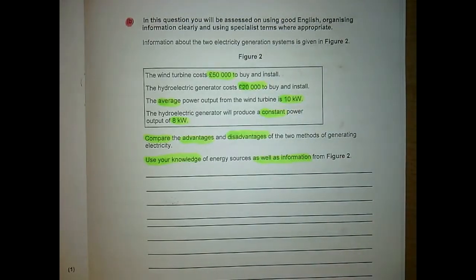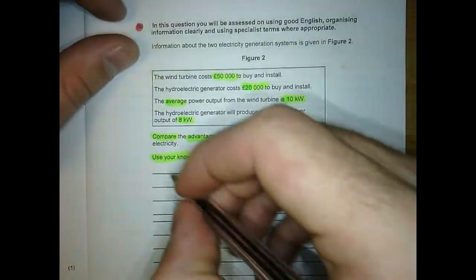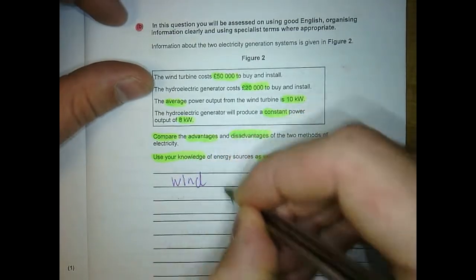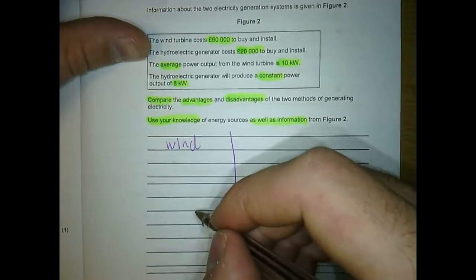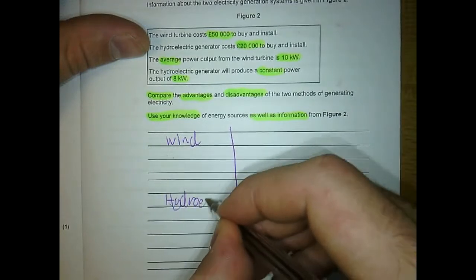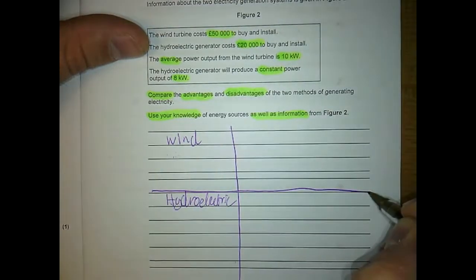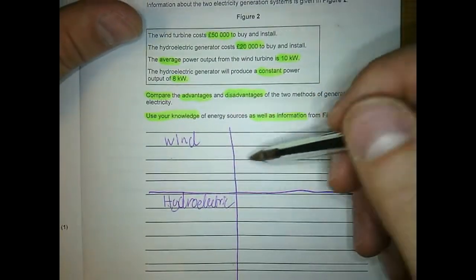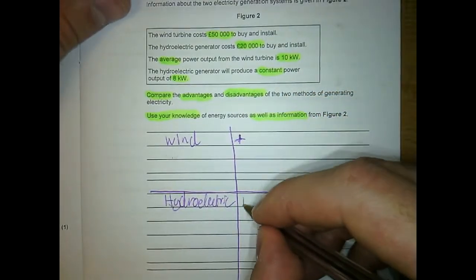So I'm just going to show you how you plan this out rather than actually answering the full thing. Okay, so I'm going to start off thinking about, right, what are we comparing? Okay, so we're comparing wind turbines and hydroelectric generators. So I'll put that down here. Okay, and we're going to have to think of a positive and a negative for each thing. So when we're writing this out, we say an advantage of this is this, however a disadvantage is this. So I'm going to put the positives first for each one.